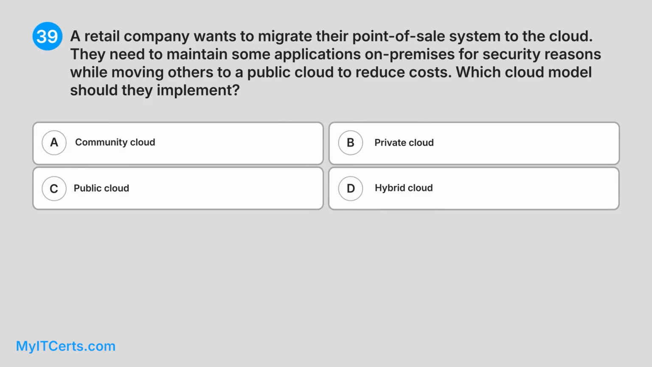39. A retail company wants to migrate their point-of-sale system to the cloud. They need to maintain some applications on premises for security reasons while moving others to a public cloud to reduce costs. Which cloud model should they implement? A. Community cloud. B. Private cloud. C. Public cloud. D. Hybrid cloud.